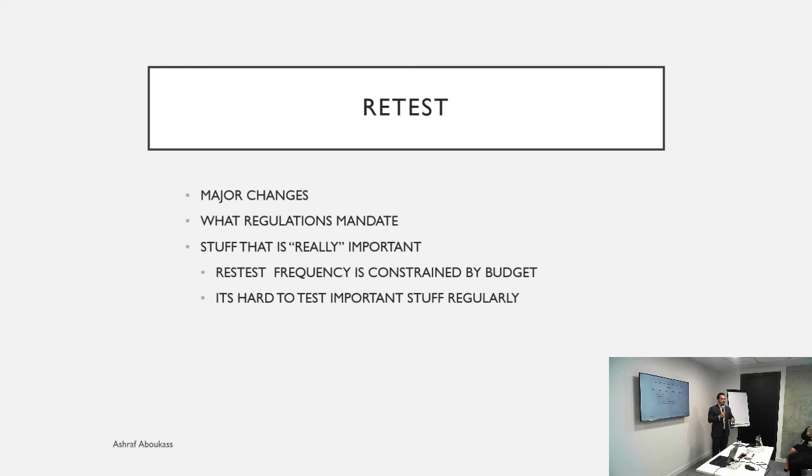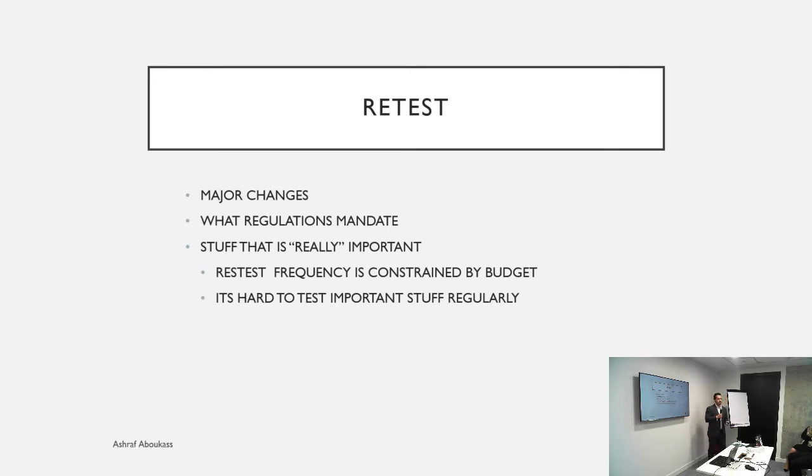But there's a reality that this retest frequency is constrained by budget and the ability for you to actually retest important stuff. And important stuff is really hard to retest all the time because it's important, and every time you test it, you could break it. So there's a balance there. You need to strike a balance, okay?